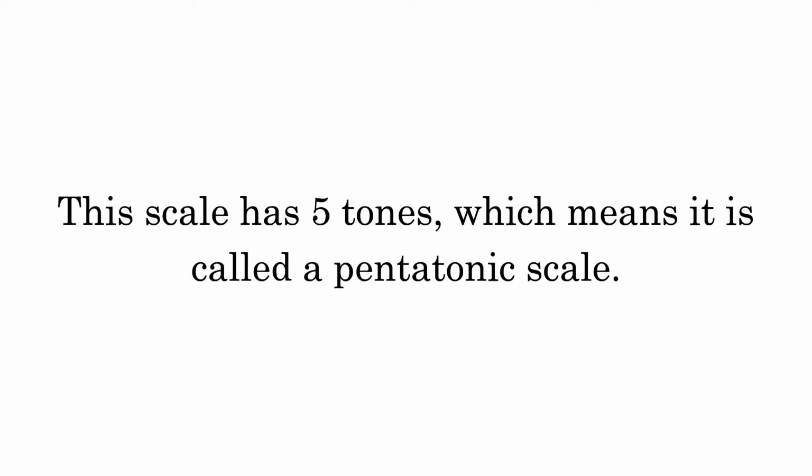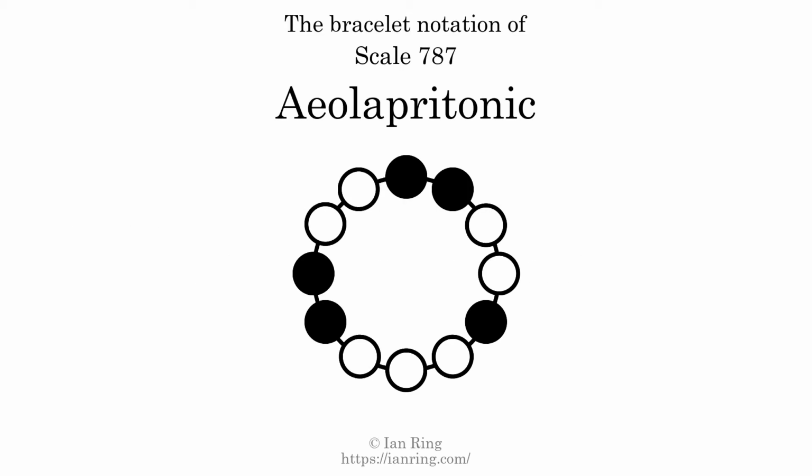This scale has 5 tones, which means it is called a pentatonic scale. This is a bracelet notation diagram of scale 787. The shaded circles represent tones that appear in the scale, and they are read clockwise, starting at the top.